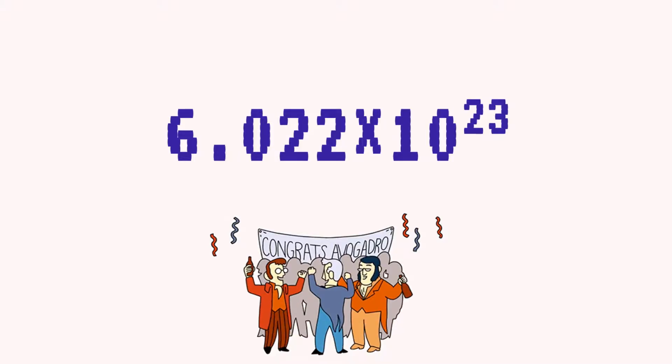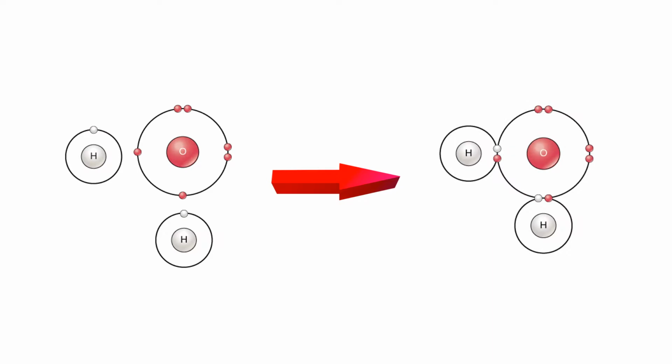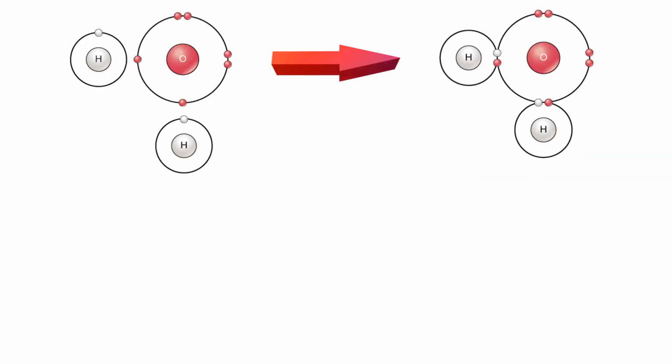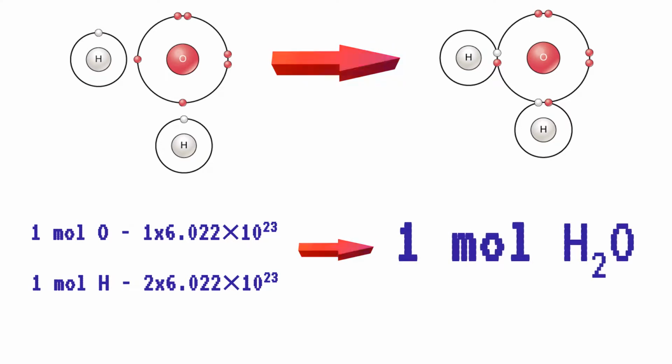Avogadro's number is fundamental to understanding both the makeup of molecules and their interactions and combinations. For example, since one atom of oxygen will combine with two atoms of hydrogen to create one molecule of water, 1 mole of oxygen will combine with 2 moles of hydrogen to make 1 mole of H2O.